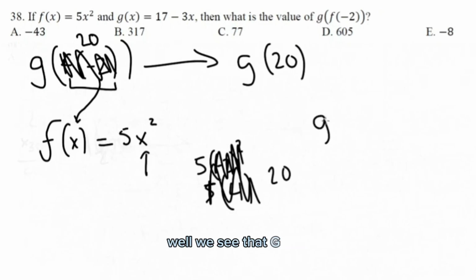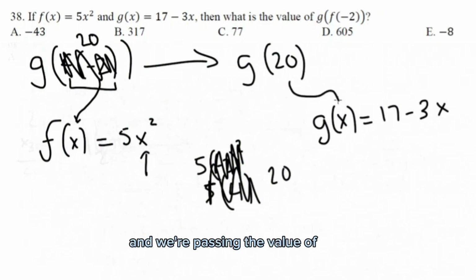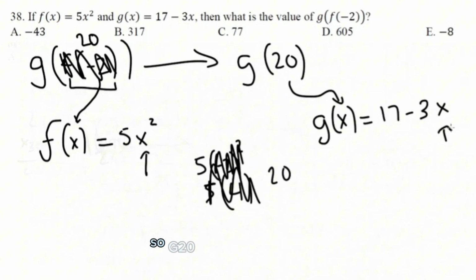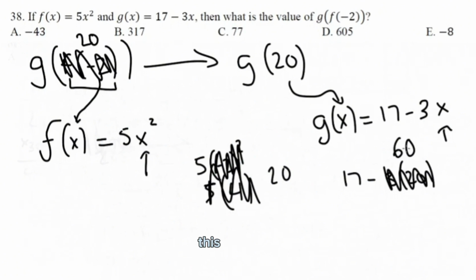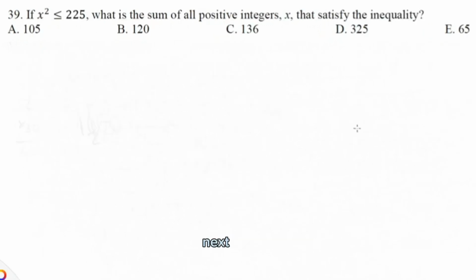Well, we see that g of x is equal to 17 minus 3x. And we're passing the value of 20 for x, which means we would also pass it here. So g of 20 is equal to 17 minus 3 times 20. 3 times 20 is 60. So this is 17 minus 60, which is negative 43. And that's your answer.